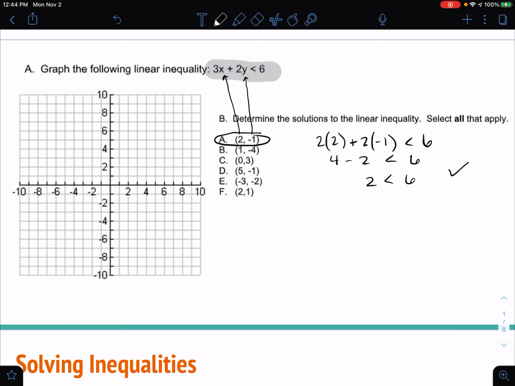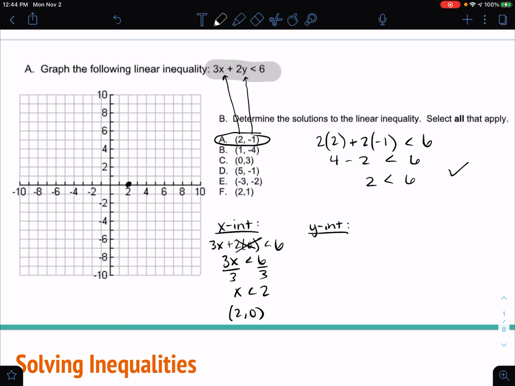Now, I have another option. I can find my x-intercept and my y-intercept and graph it. So that's what I'm going to do here. For my x-intercept, I'm going to plug 0 in for y. So then I'm going to get 3x is less than 6. So really I get x is going to be less than 2, which is going to be the ordered pair 2, 0. So I have my x-intercept.